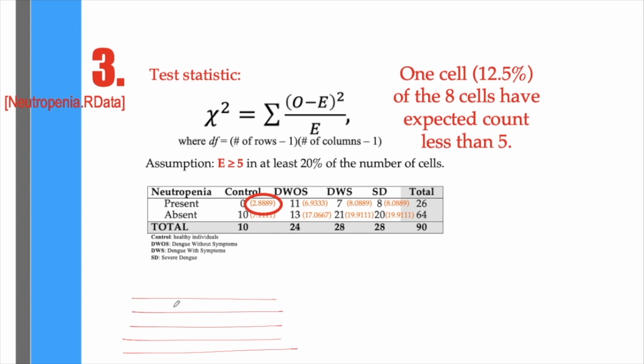Now, how about there is a 4 by 3 table? Then let's say there are 2 cells having expected count less than 5.